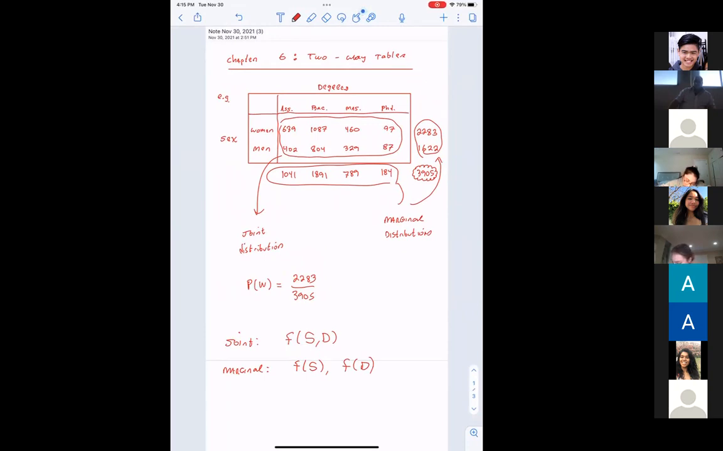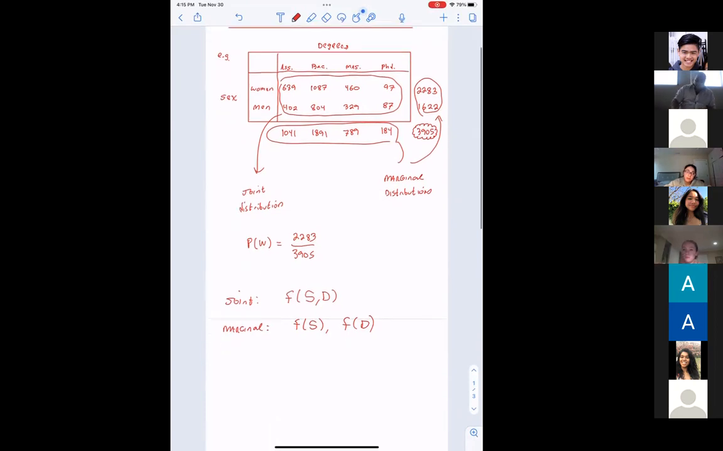I only care about the sex, I only care about the degree, and I don't care about the two of them together. So joint distributions, kind of important. Marginal distributions, kind of important. But there's one other type of distribution that I can do here, besides the joint and besides the marginal. And the other type are the conditional distributions.